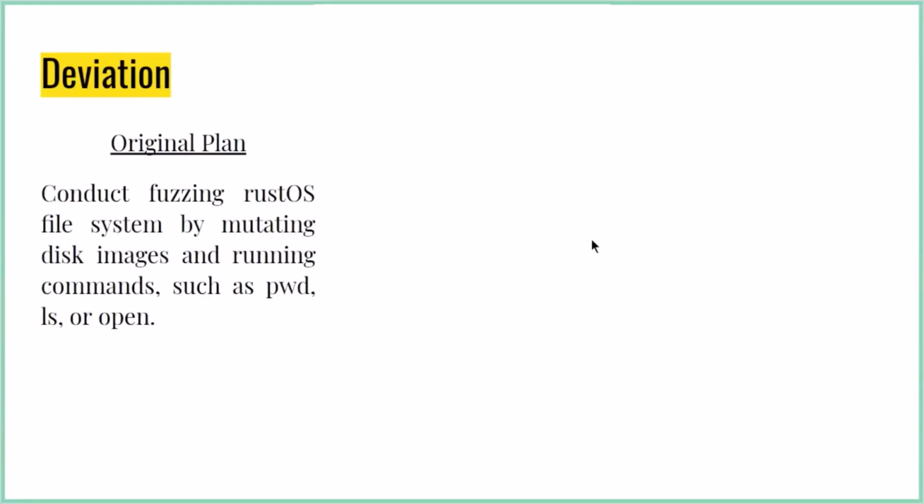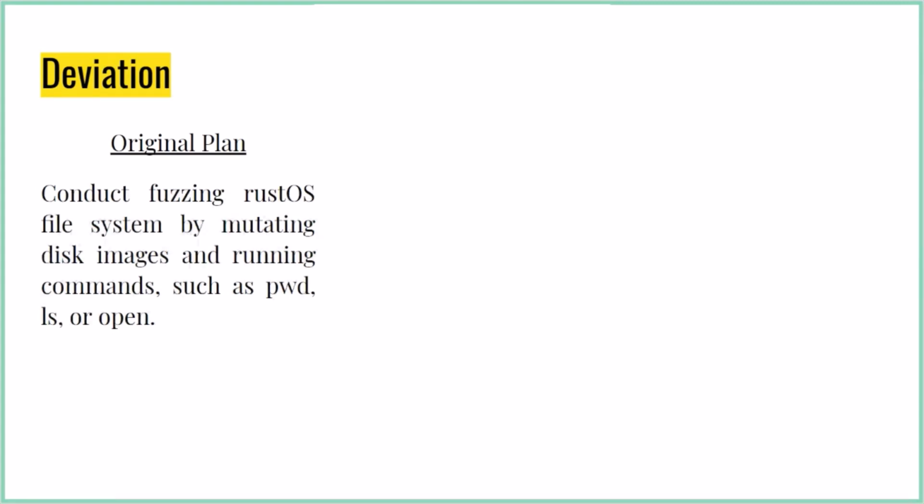Due to certain circumstances, we had to change our plan. Originally, we planned to conduct this demo by finishing Lab 3 by implementing a file system in Rust. Once we had implemented the file system, we planned to use an existing fuzzer to test it. This would involve mutating the disk image. In particular, we would mutate the meta blocks of the file system, such as in an eBPB block.